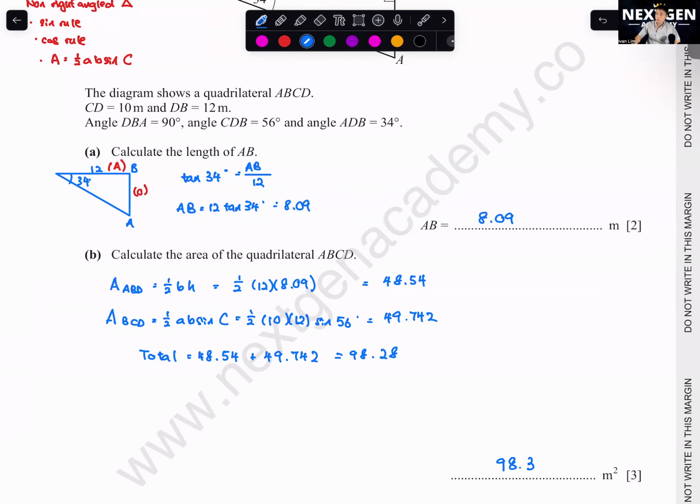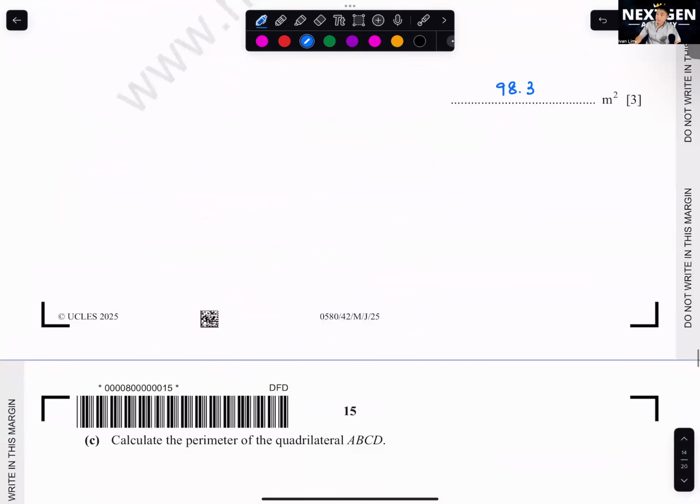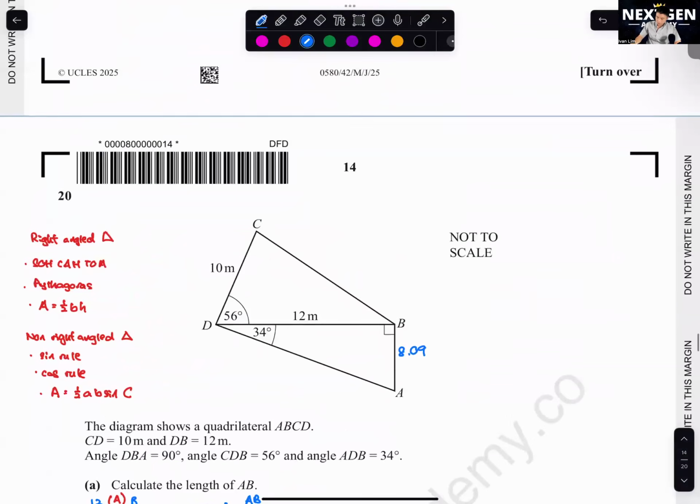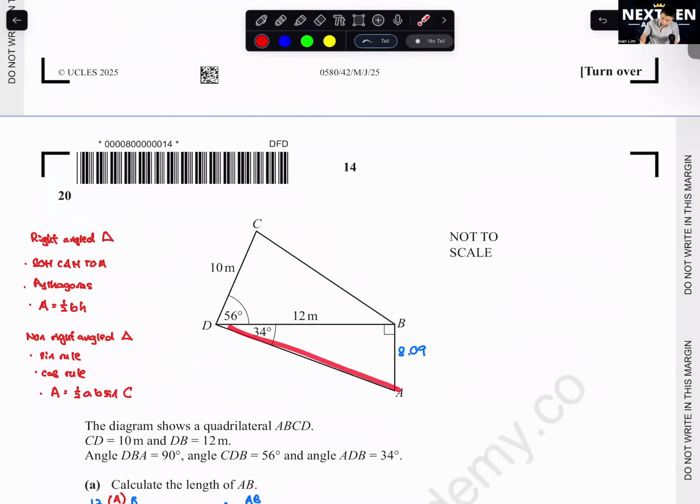Okay, the next one. Calculate the perimeter of the quadrilateral ABCD. Let's look at the diagram. What is missing? We don't have this, and we don't have this. For this, you can either use Pythagoras theorem or SOHCAHTOA to find this hypotenuse. For this other triangle, you want to find the opposite side, so we'll use cos rule.